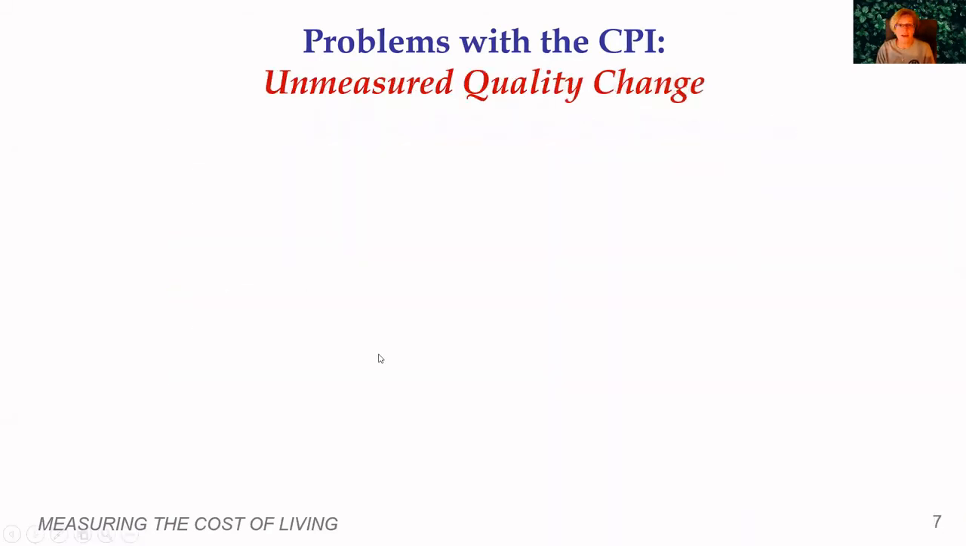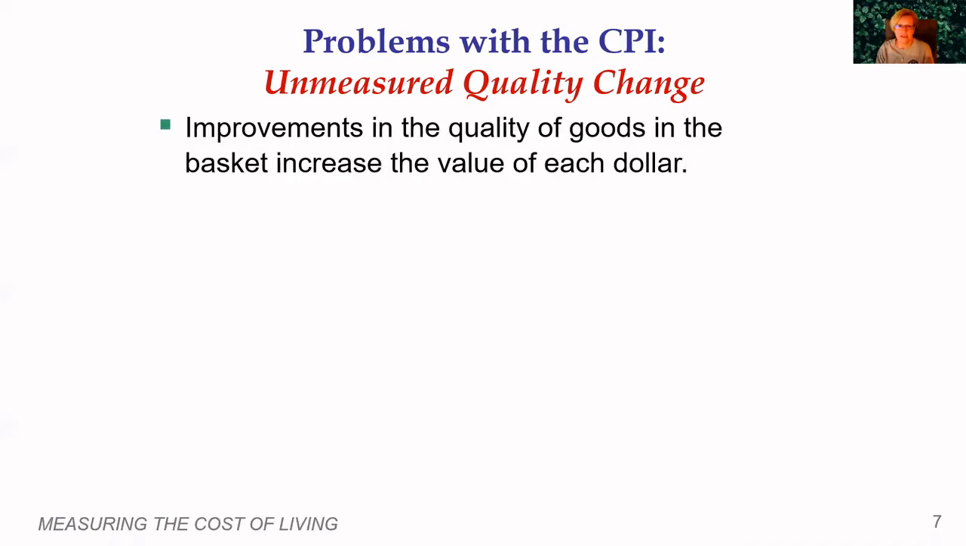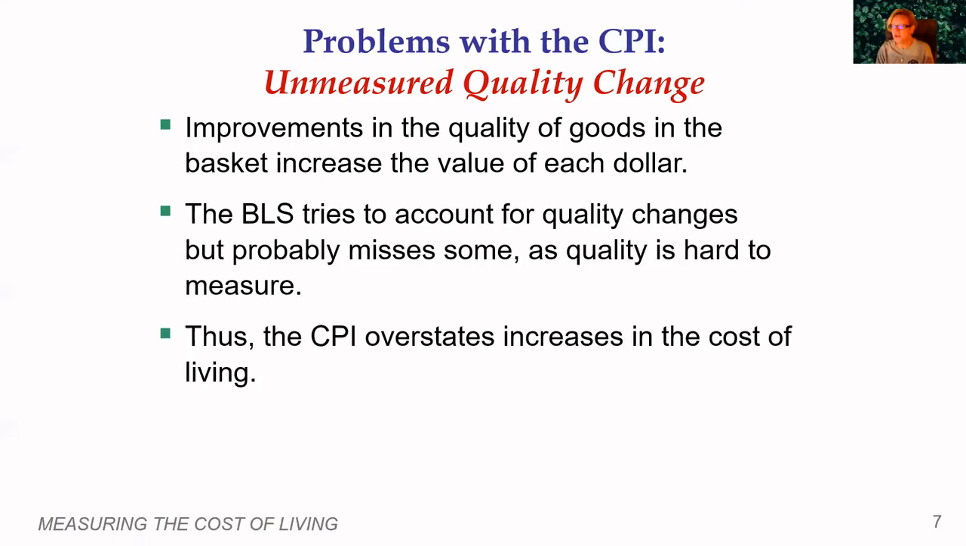The last one is unmeasured quality change. And by unmeasured quality change, we mean things like new and improved. Maybe you use less laundry detergent than you used to have to use, and you get the same result or even better results. Basically, this too increases the value of the dollar. And again, it's sometimes difficult for us to measure that, but this too overstates the consumer price index.